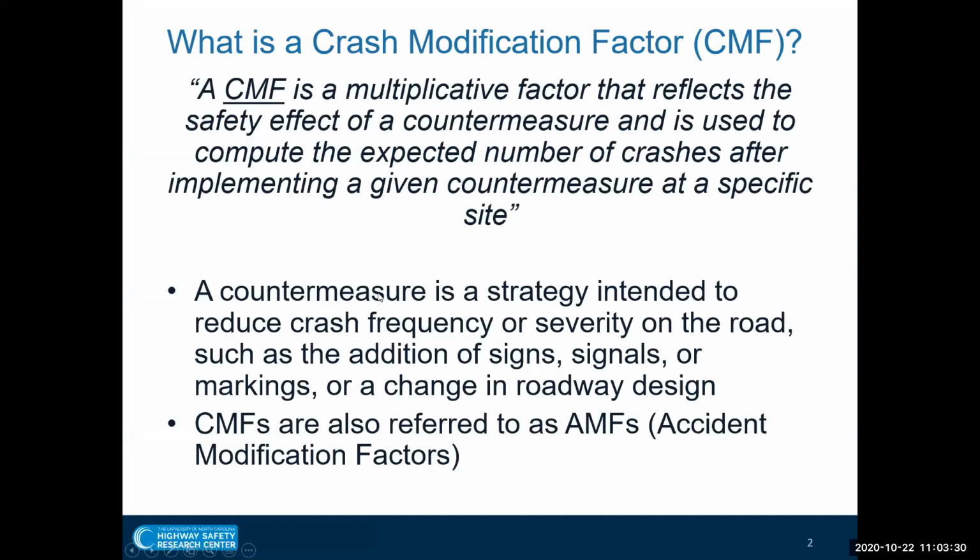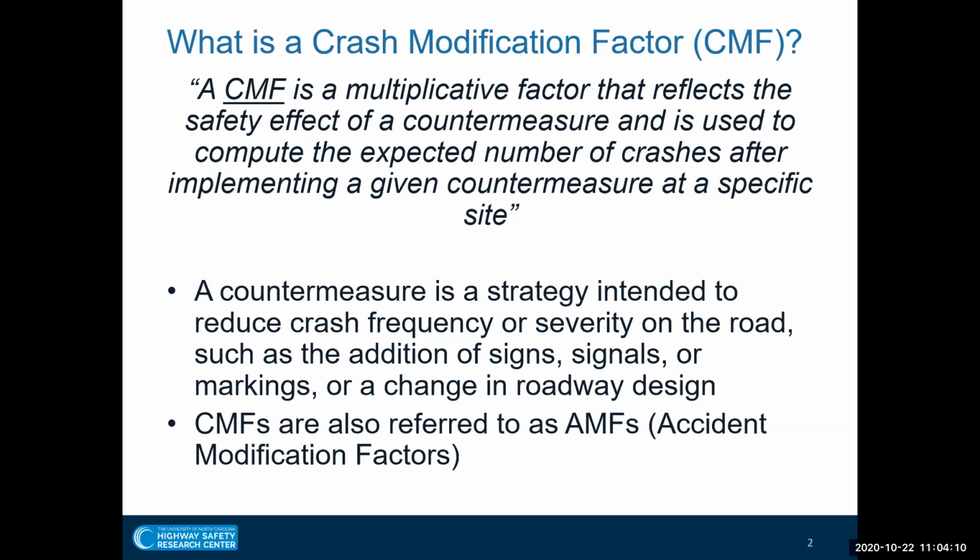So before we talk about the CMF Clearinghouse tool itself, let's discuss some basics about what a CMF or a crash modification factor is and what it means. A CMF is a multiplicative factor that reflects the safety effect of a countermeasure and is used to compute the expected number of crashes after implementing a given countermeasure at a specific site. A countermeasure is a strategy intended to reduce crashes on the road.